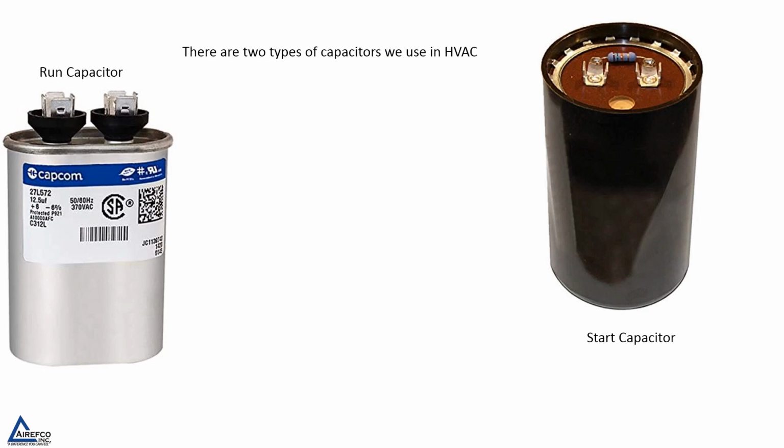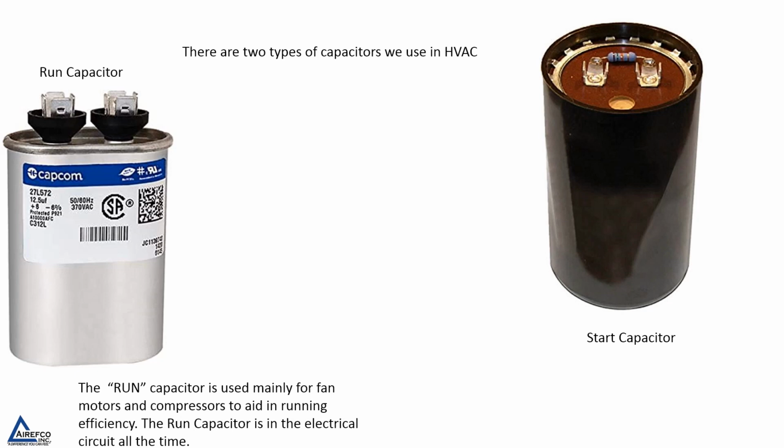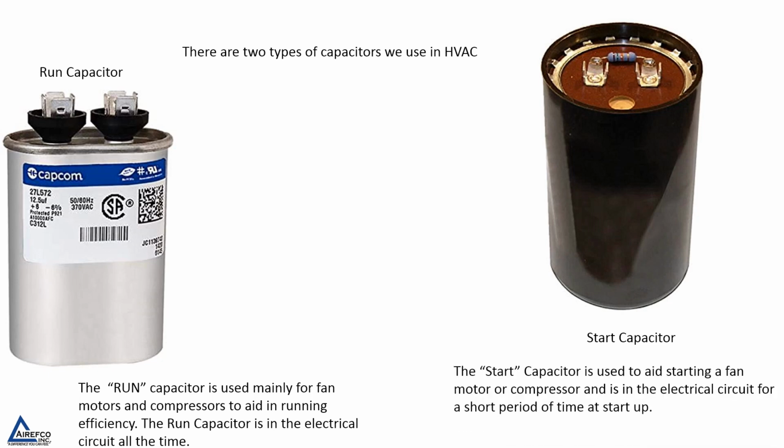There are two types of capacitors we use in HVAC. The run capacitor is used mainly for fan motors and compressors to aid in running efficiency. The run capacitor is in the electrical circuit all the time. The start capacitor is used to aid starting a fan motor or compressor and is in the electrical circuit for a short period of time at startup.